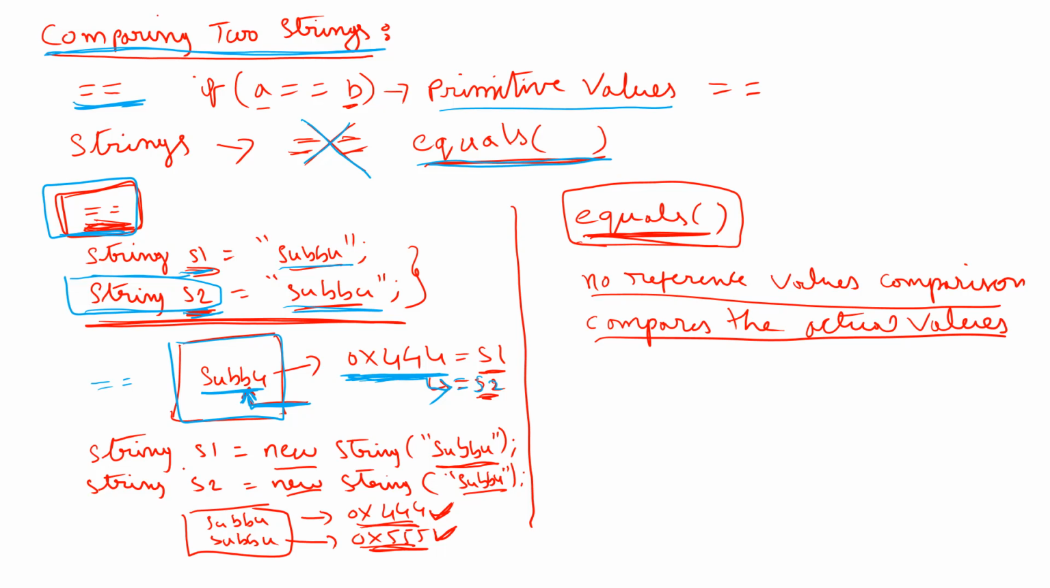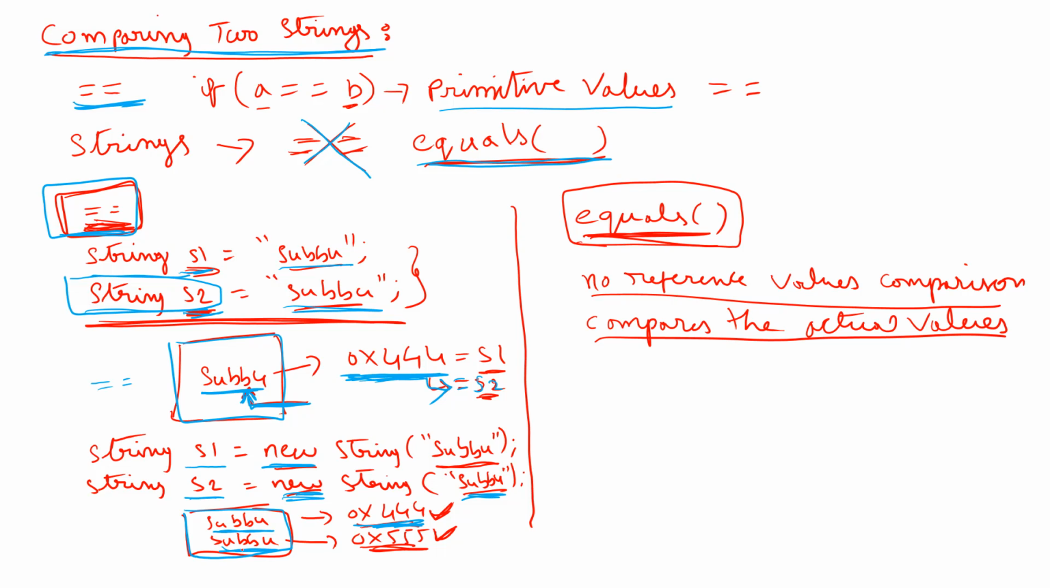But let's say I created the two strings using the new keyword. So string S1 is equal to new string of Subbu, string S2 is equal to new string of Subbu. In this case, in the memory, first it creates Subbu with reference point 0x444, and even though for the second string also the value is same, it won't use the same reference point because we are using the new keyword in the memory.